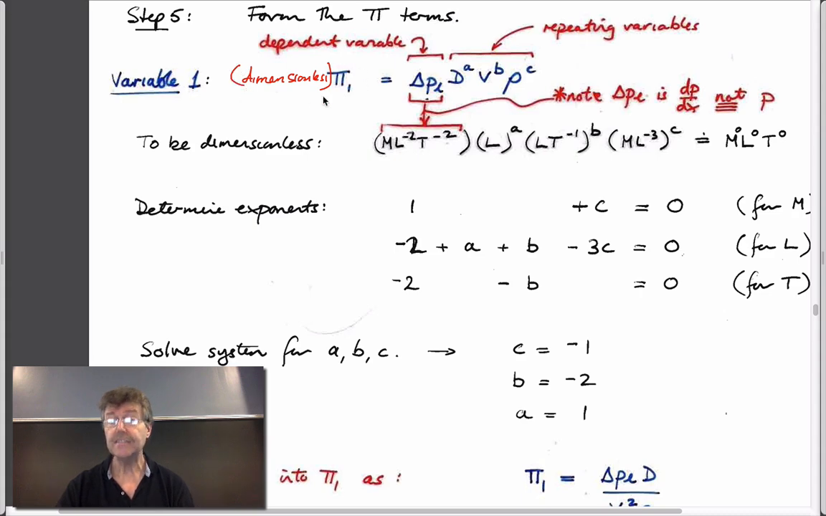And so this has to have no dimensions. So what we're going to do is take the dependent variable to the power 1, so it's going to keep its original terms. And we're going to multiply it by the other 3 terms that we've chosen, the first of our 3 terms, and figure out what exponents we have to apply to these so that indeed this ends up being a dimensionless variable.